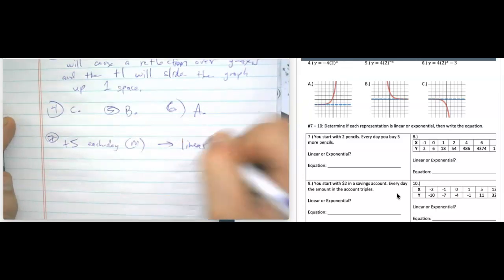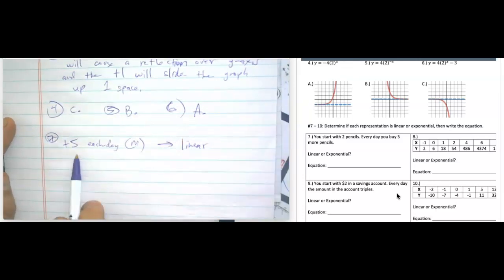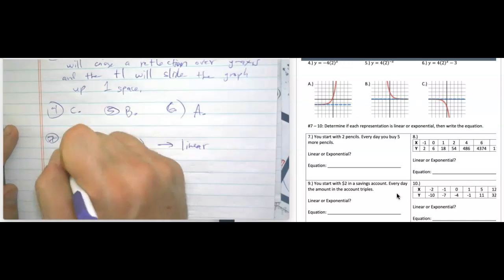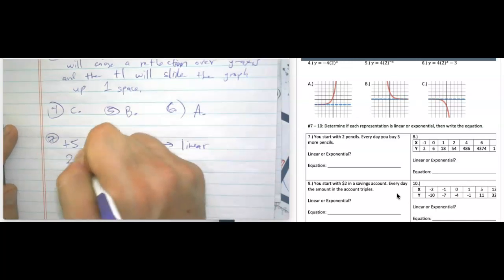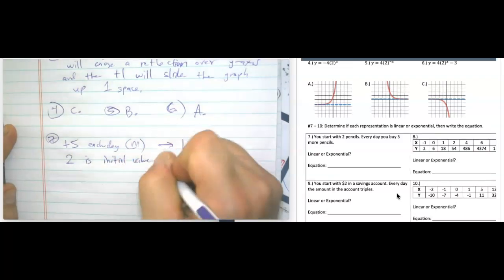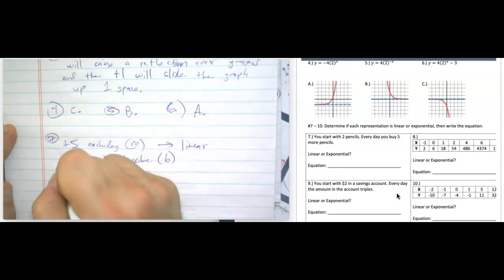So the plus 5, not only is it adding 5 each day that tells me it's linear, but it's also my slope m. The initial value is what you start with. It said you start with 2 pencils, so 2 is the initial value, aka the y-intercept, b.